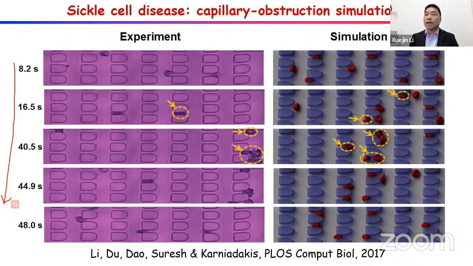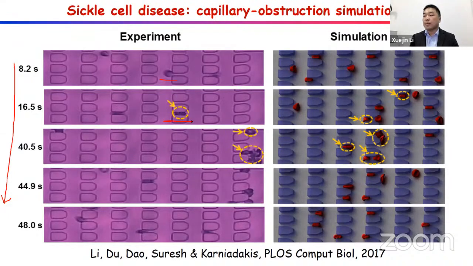At the normal oxygen level, we find that all of the red blood cells are easily deformed and pass through the microgate, both from the experiment and the simulation. You can see all of the cells can pass through the microgate. Following a reduction in oxygen level, some red blood cells become sickled and get trapped at the microgate.